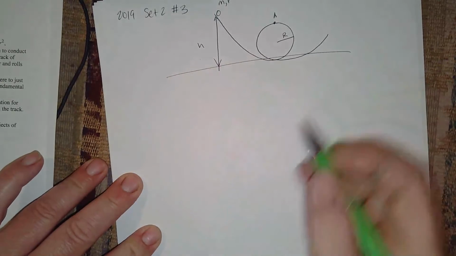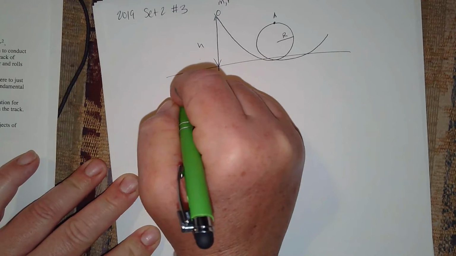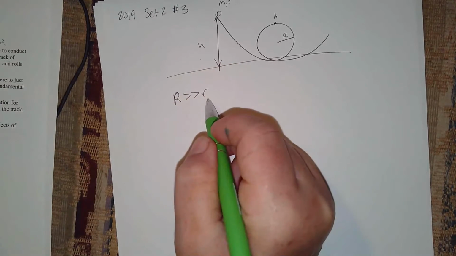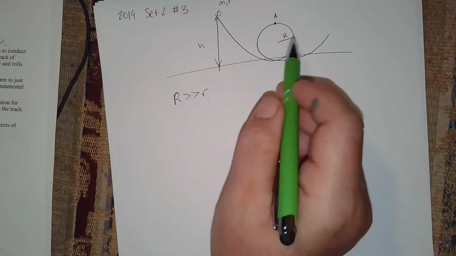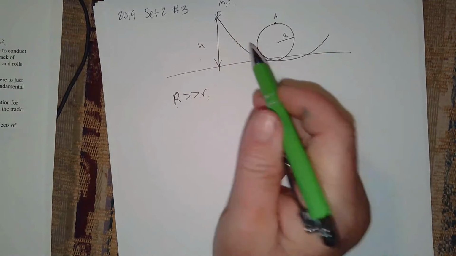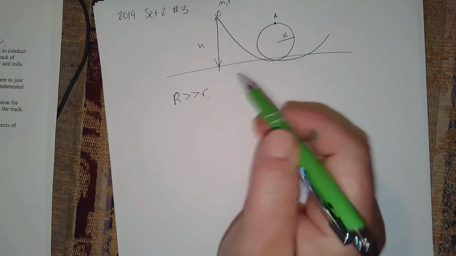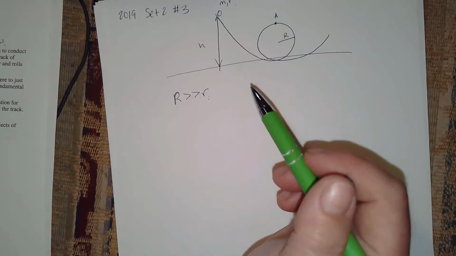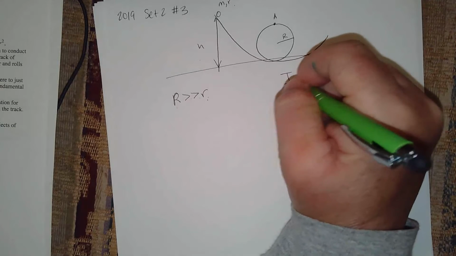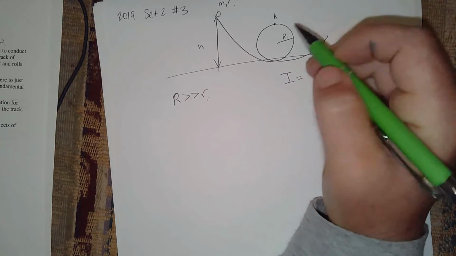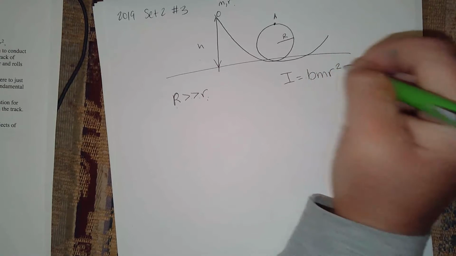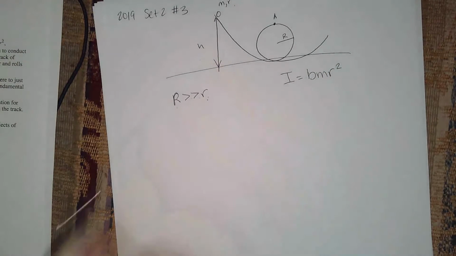And they tell me that R, when you see that, that tells you that this big R of this circle is much, much bigger than the little r that you have of the sphere. So it says not drawn to scale, so there's a very large difference. So that's nice. That helps us not have to worry about that in this first part. So I is equal to 2/5 mr squared for this little sphere.